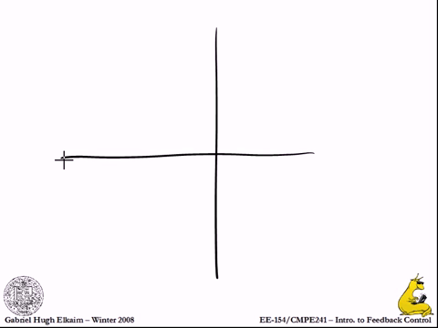For now, the procedure is: 1, we do the real axis. 2, we do the asymptotes. 3, phi departure, phi arrival if they exist. All right, and that's usually pretty close to where it goes, and then you sketch it in.